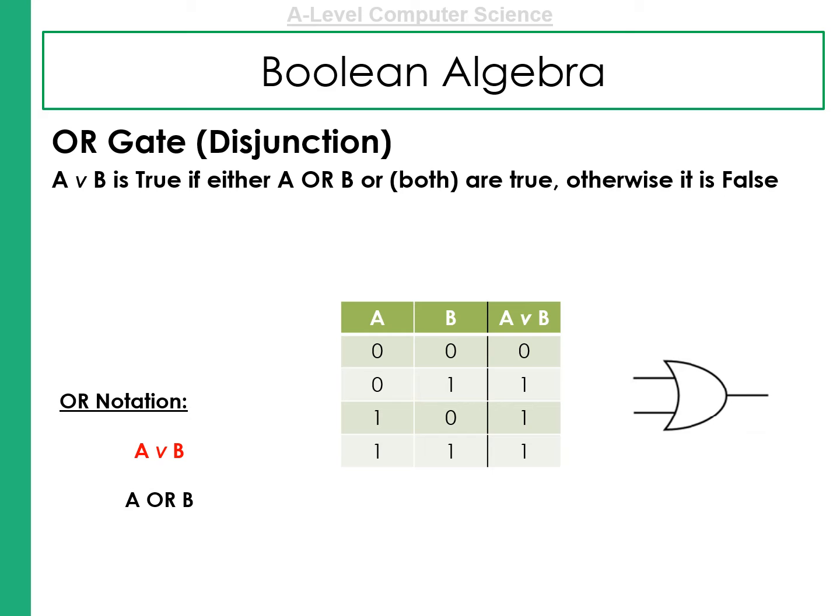Our second logic gate is the OR gate, sometimes called a disjunction. You'll notice the symbol for this is a small V. The symbol on the right is how we represent the gate, and you can see the notation underneath. Now, when we're using this gate, one of the inputs has to be true to make the output true. Otherwise, it's false. It's only false in the state where both inputs are false.